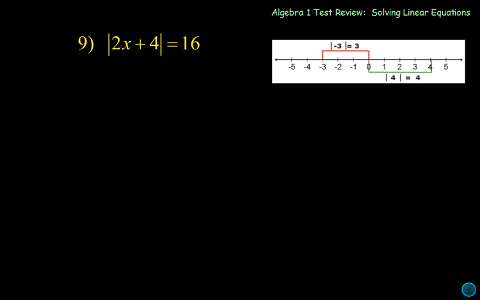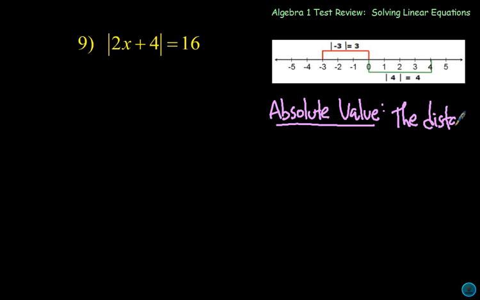And what that bar means is that the absolute value is the distance a number is from 0 on the number line. So absolute value is the distance. Maybe we'll write this down. So absolute value, what that is, it's the distance a number is from 0 on the number line.